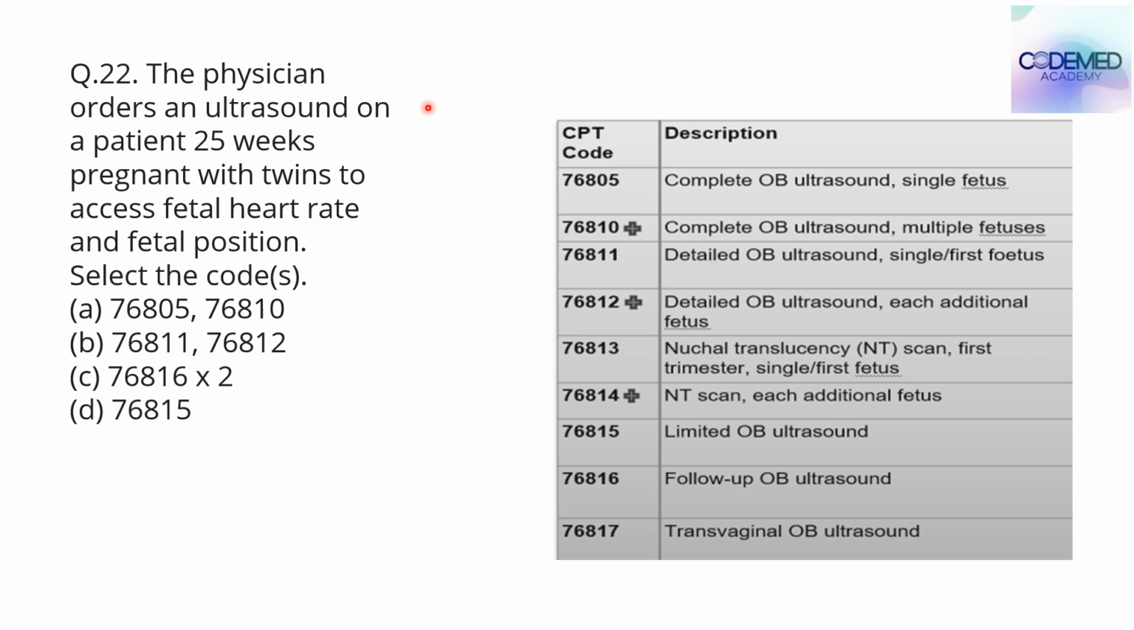Now, let us take one more question. The physician ordered an ultrasound on the patient 25 weeks pregnant with a twin to assess the fetal heart rate and fetal position. Select the code, and we have this option.